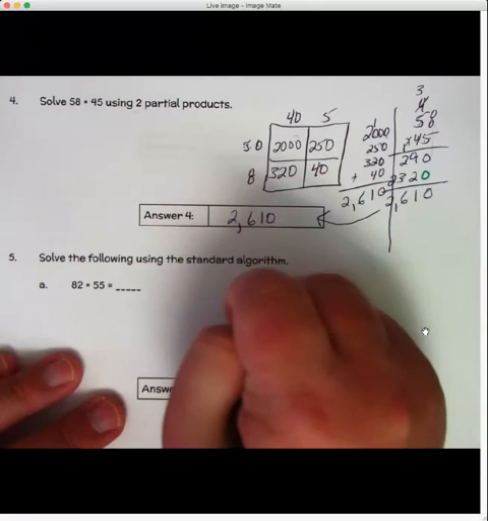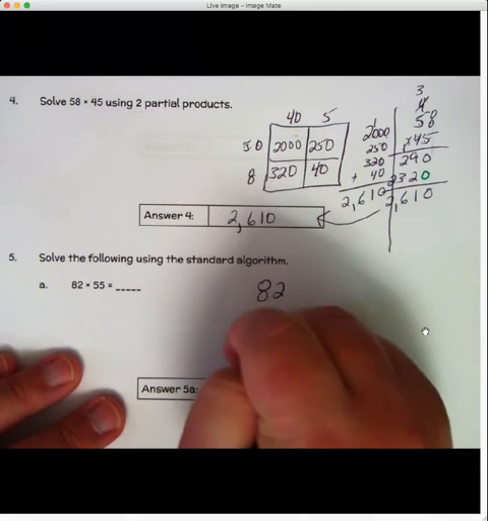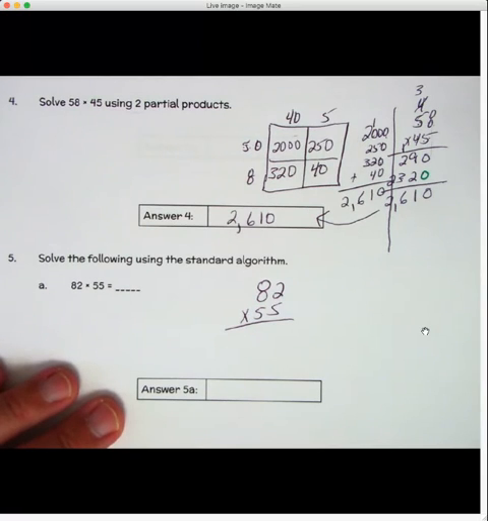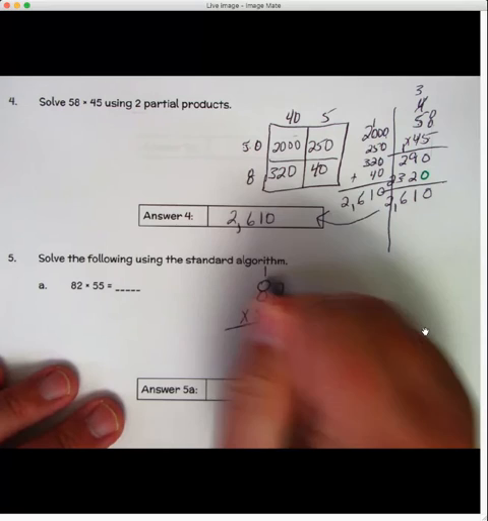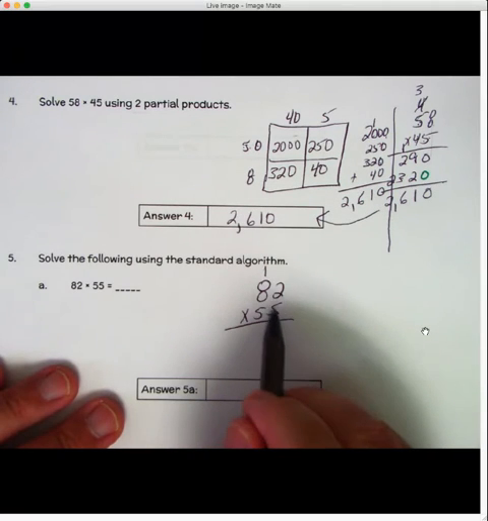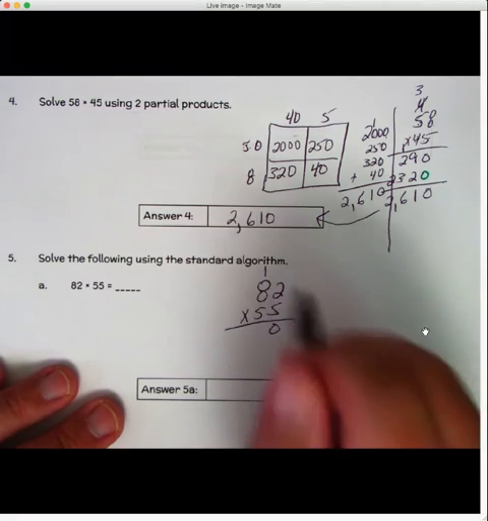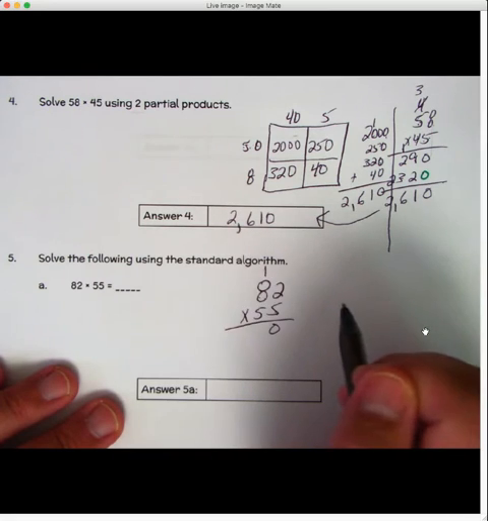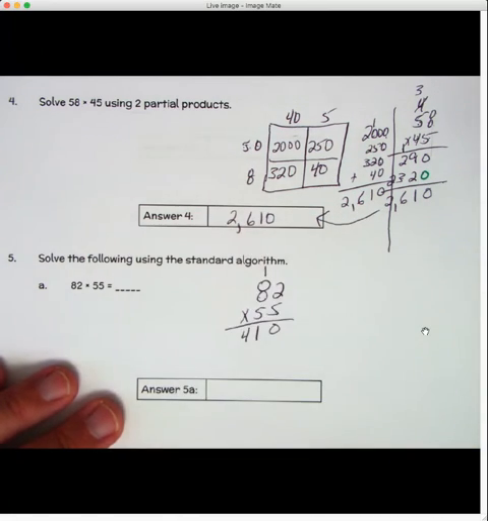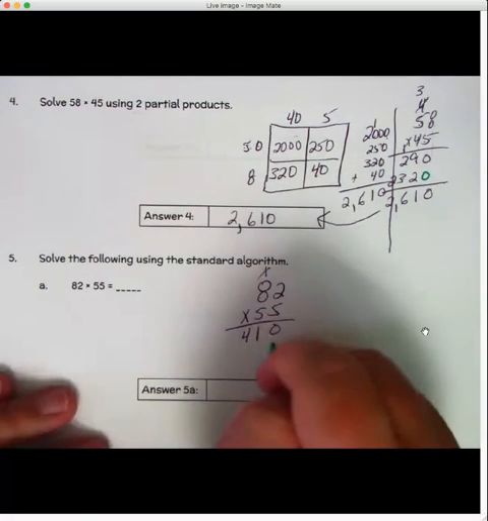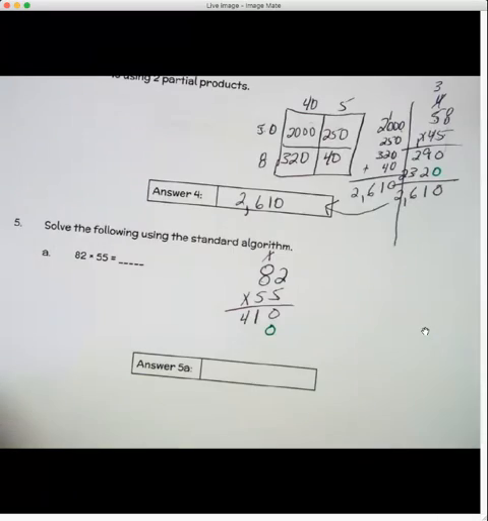This one asks us to do the standard algorithm, so we're going to do 82 times 55. So here we go. 5 times 2 is 10. Put our 0 down. And put our 1 in the tens place. 5 times 8 is 40, sorry. Plus 1 is 41. Okay, use that. So I'm going to mark it out. Put my magic 0 down and move over to the tens place now.